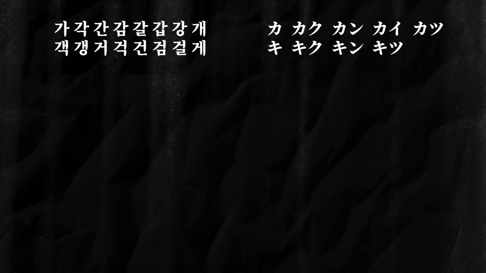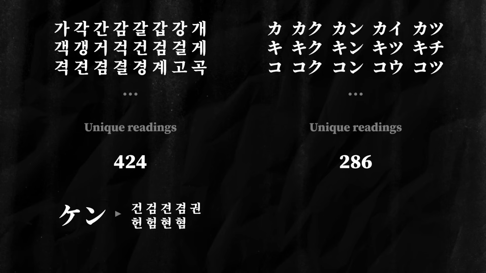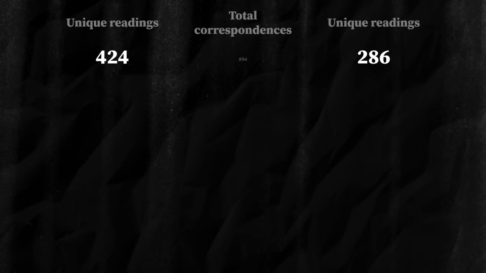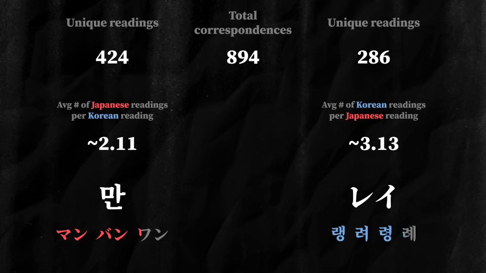First and foremost, Korean has more possible readings, 424 versus the Japanese 286. This means that if we take a Japanese reading and try to find a Korean equivalent, we have more possibilities to choose from than the other way around. If we take the total number of correspondences between the two languages and divide it by the number of unique readings in either of them, we get the average number of readings in one language per reading in the other language. This means that, on average, while one Korean reading corresponds to a little over 2 Japanese readings, an average Japanese reading has over 3 Korean equivalents. We can analyze this further.